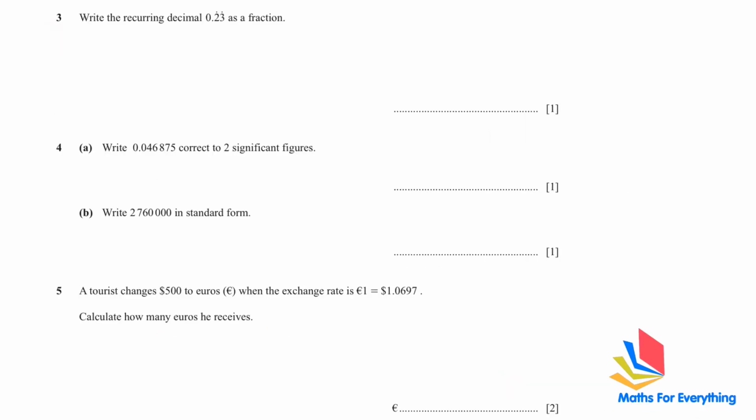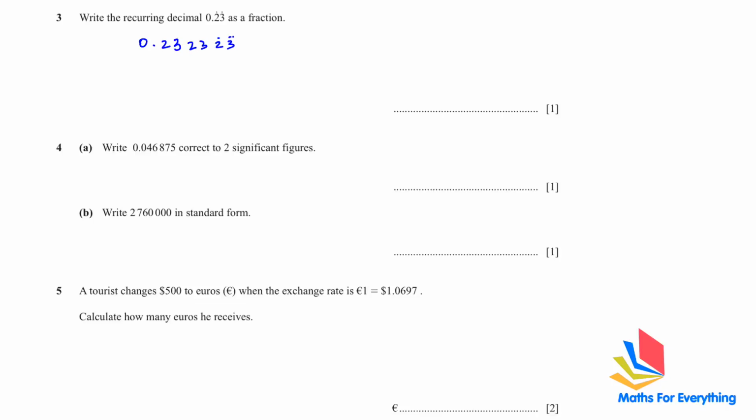Question number 3. Write the recurring decimal 0.23 as a fraction. There are two dots on the numbers 2 and 3. That tells us that those two numbers are recurring again and again. So that information is given to us.